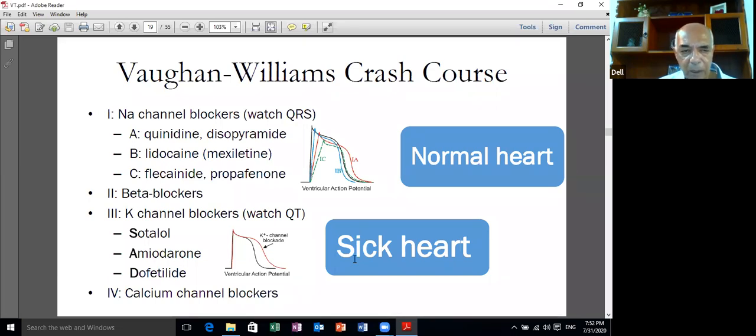And the second important group is class 3, which is potassium channel blockers, which we abbreviate by the word SAD: sotalol, amiodarone, and ibutilide. They block the potassium current, so they prolong the repolarization, they widen the QT interval, and they are used in patients having a structural heart disease. So you are sad because you have a sick heart. So for a normal heart, we usually use the sodium channel blockers, and for a structurally abnormal heart, we frequently use SAD or the potassium channel blockers.